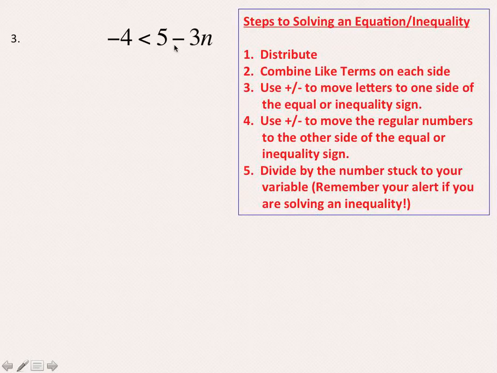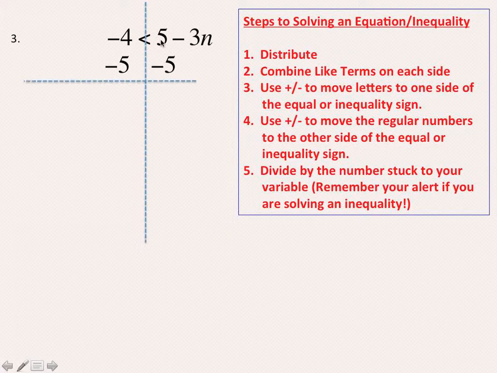So here we go. I got negative 4 is less than 5 minus 3n. There's nothing to distribute. There are no like terms to put together. I can't put these together. These have n's, these don't. So the letters are already on the right. I have to get rid of this 5. This is a positive 5. You always look at the sign in front of it. To get rid of a positive 5, I would subtract 5 from both sides. That gets me negative 9 is less than negative 3n.